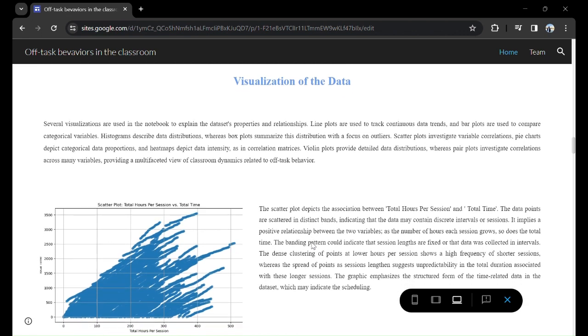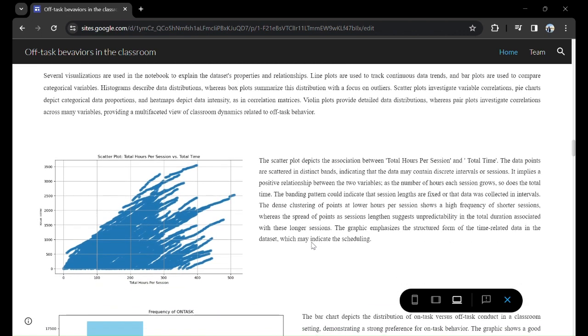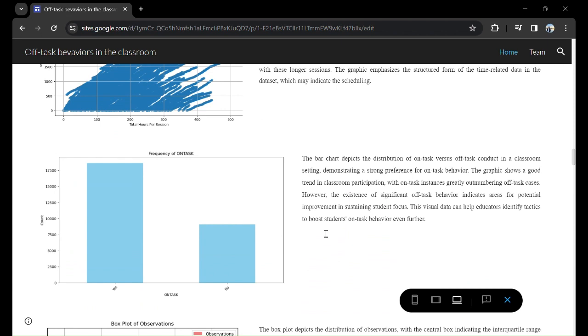Here we have used a scatter plot between total hours per session and total time, where you can see that there is a positive relationship between the two variables. And coming to the bar chart, we have taken on-task versus off-task conduct in the classroom setting, where we can see that the on-task instances are greatly outnumbered by the off-task cases.